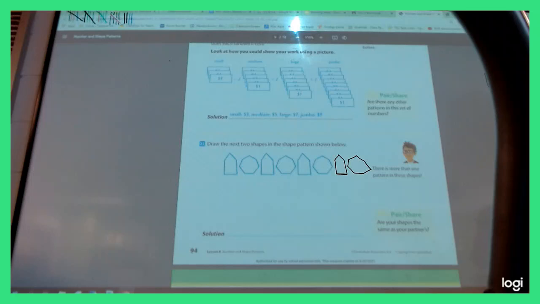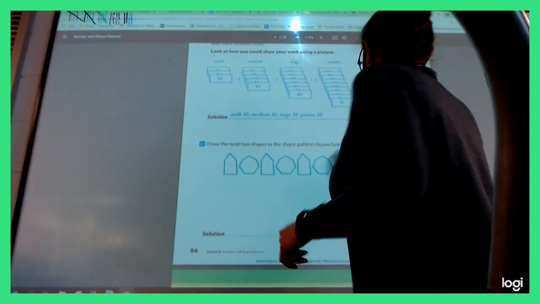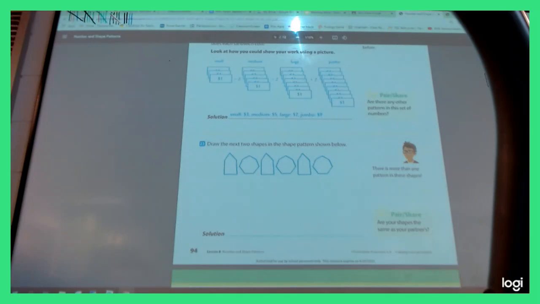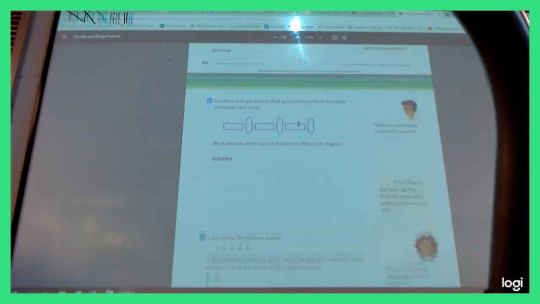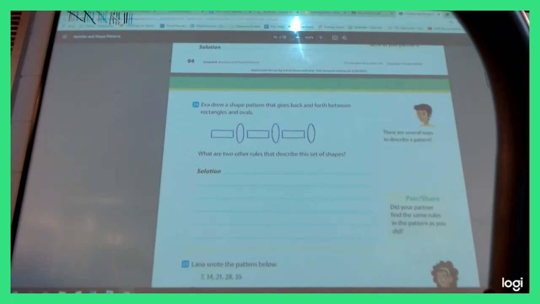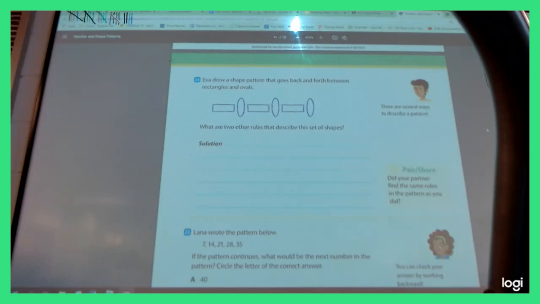All right. I'm going to scroll down. You can turn your page to the next page, number 24. Would anyone like to read number 24? Please stop talking. Abby, go for it. Is it Eva or Eva? That is Eva. I read it too fast. Eva drew a shape pattern that goes back and forth between rectangles and ovals.